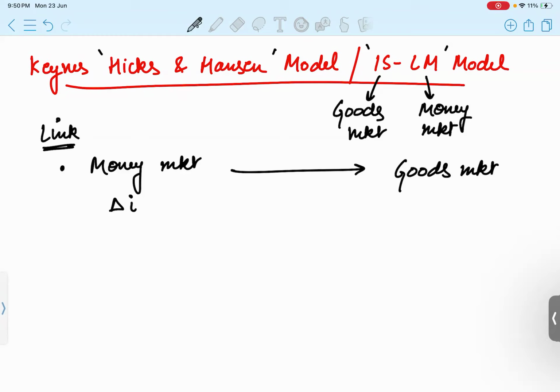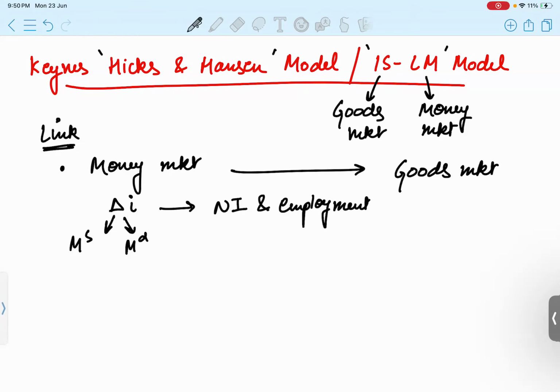Rate of interest change can happen because of two sub-factors which impact the rate of interest: firstly the money supply in the economy and secondly the money demand. Changes in the rate of interest will impact national income. If national income is changing, it means employment will also be affected by the changes in the rate of interest in the goods market.